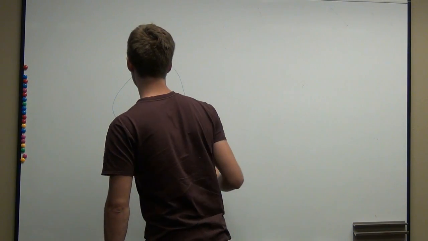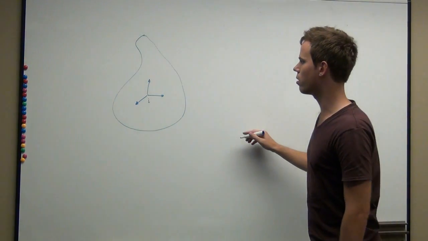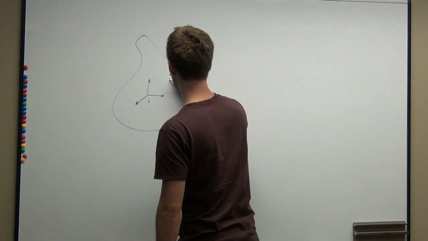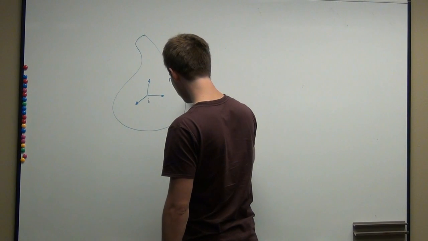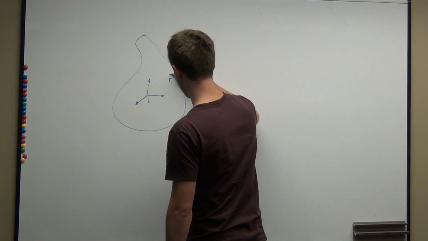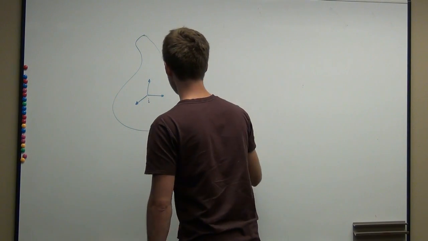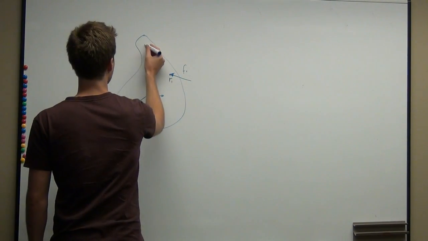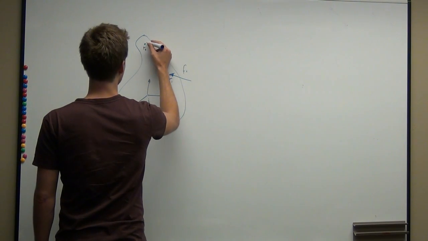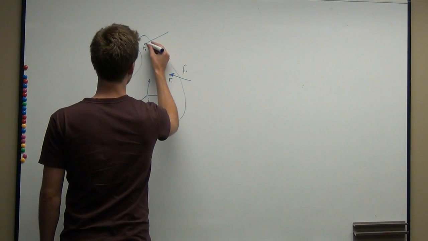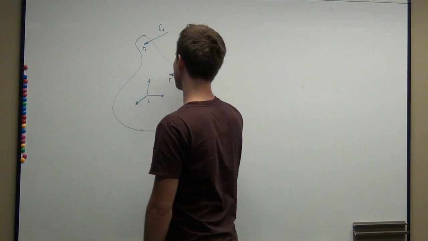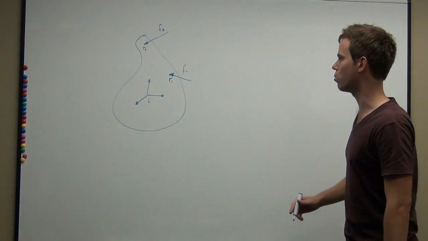Let's call it I. And imagine that there's a point here called R1, and there's a force F1 exerted at that point. And then there's another R2 and F2, and so on. So you can add as many forces as you want.